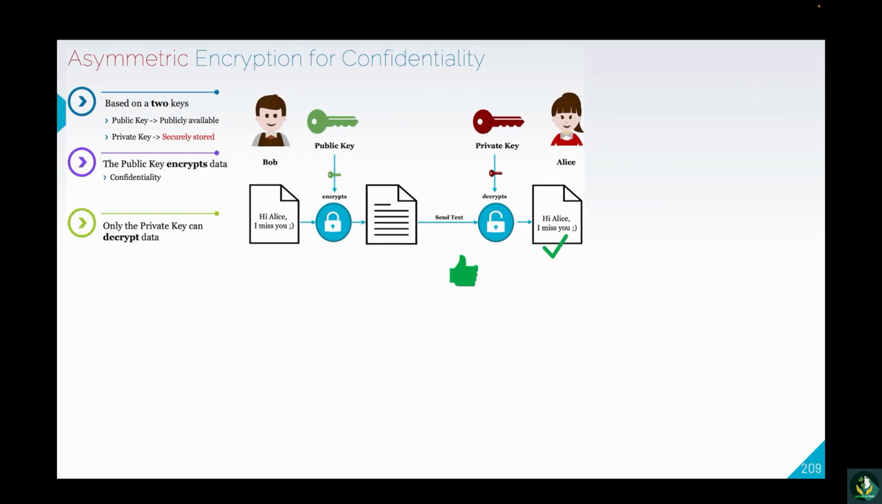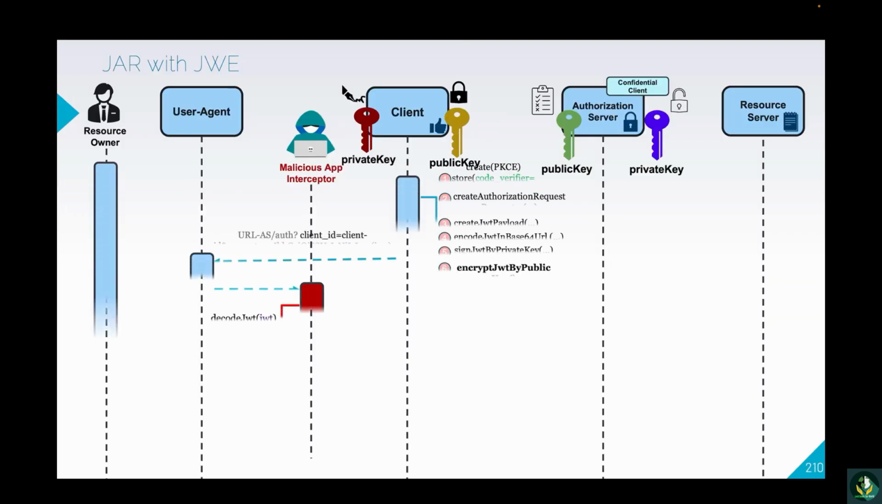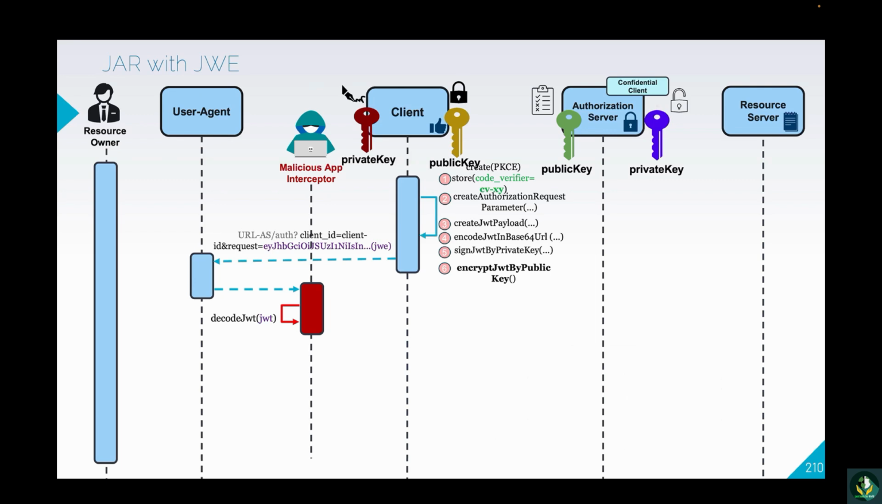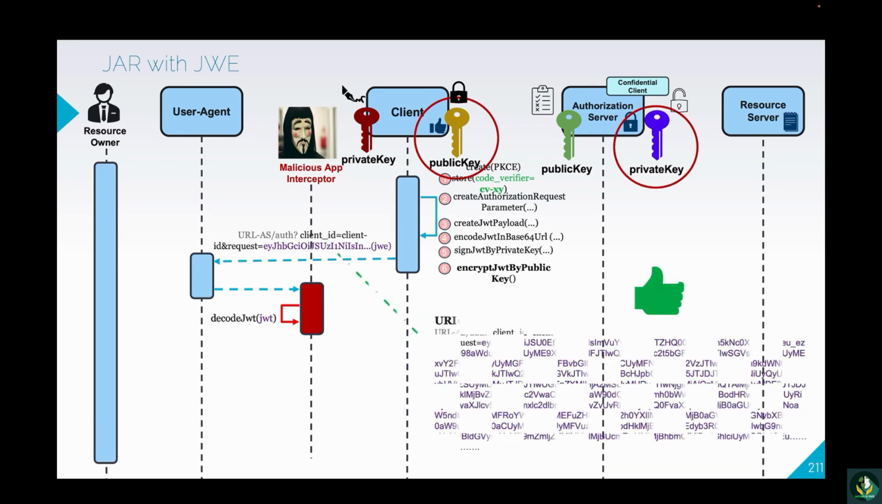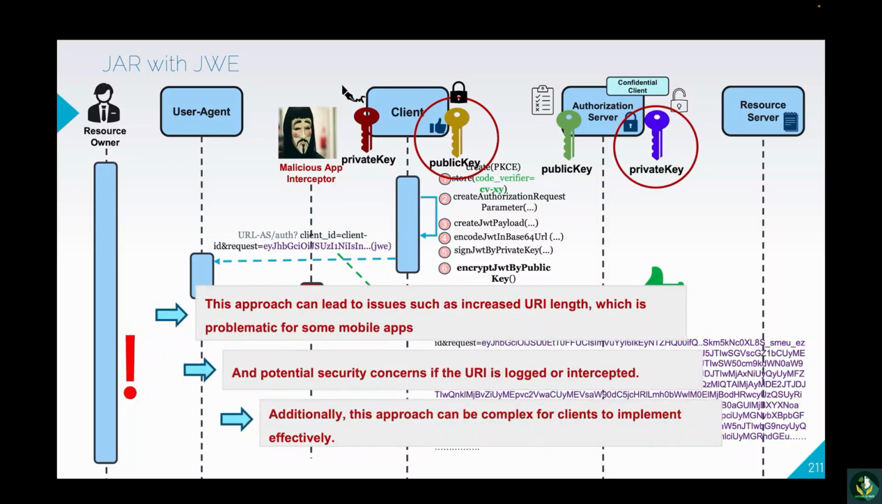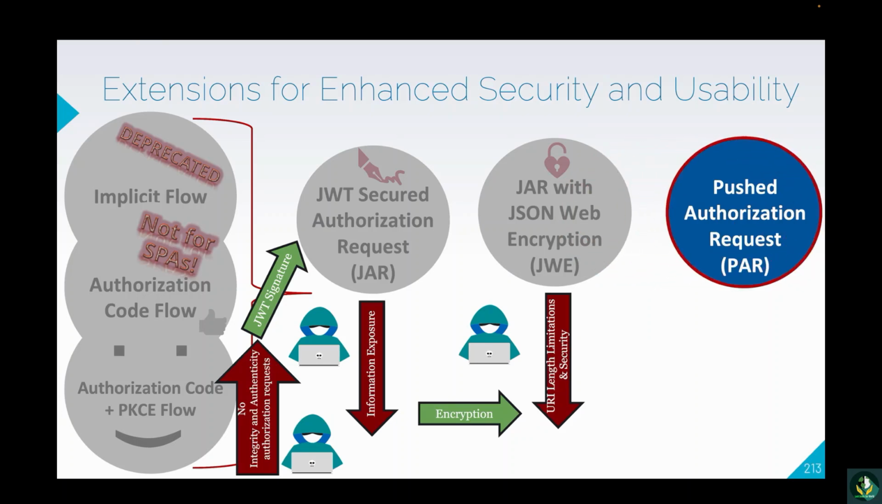To fully understand this, we'll first go over how asymmetric encryption works and how it differs from the asymmetric signing mechanism we covered earlier. Afterward, we will break down the JAR with JWE flow using a sequence diagram to see how it addresses the remaining security challenges. Even so, there may be specific challenges that need to be addressed for certain projects, which brings us to the final extension, the Pushed Authorization Request, PAR.